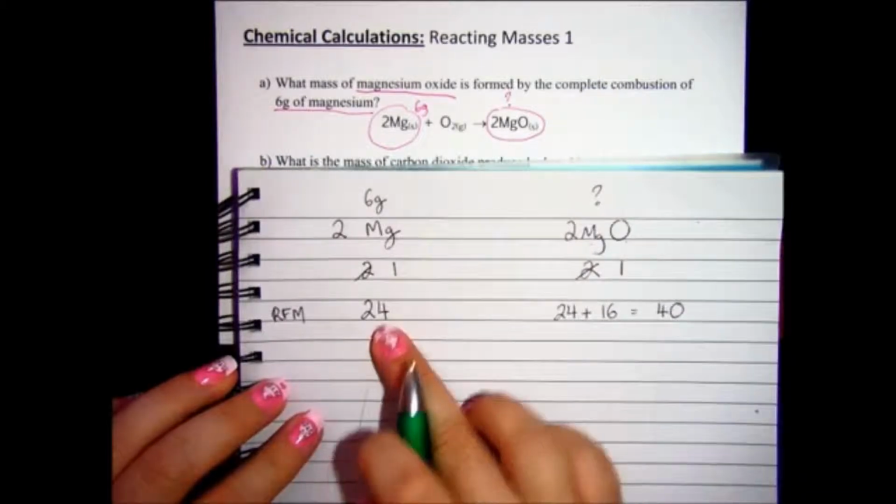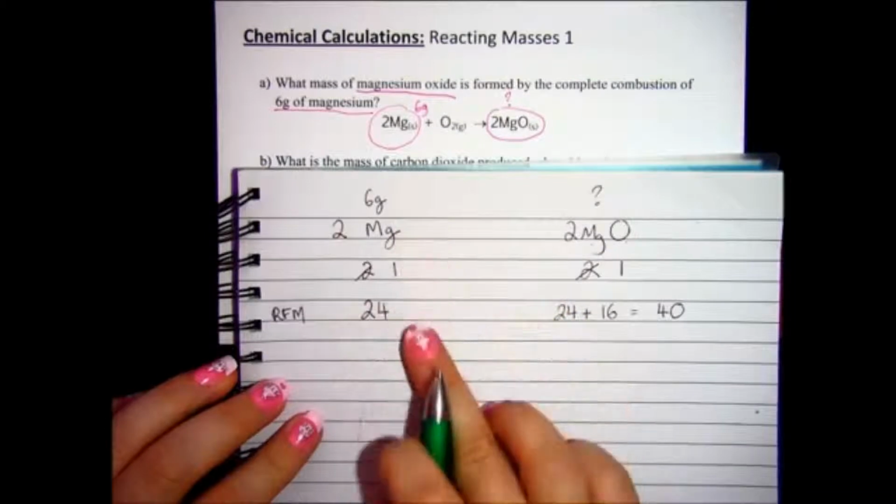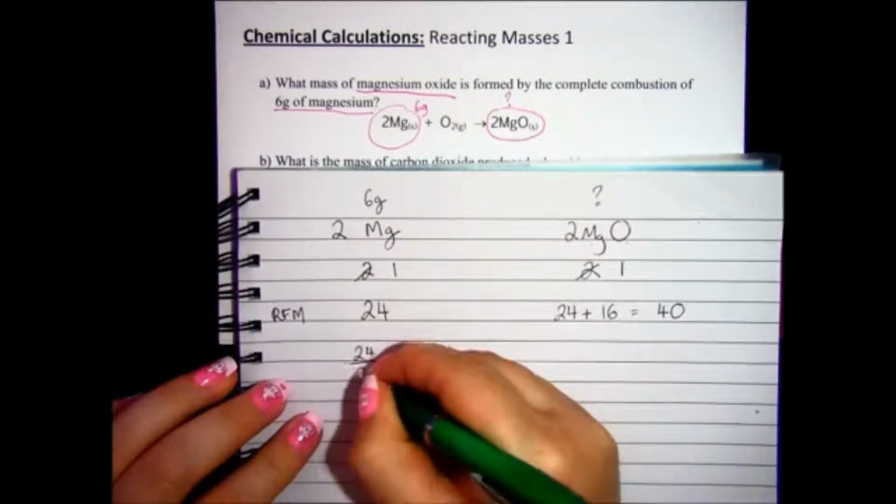The magnesium is the one that I know the original mass for. I know that in the question it states that I have 6 grams of magnesium, so I am going to use the relative formula mass of magnesium, which is 24. What I want to do is to get this as a simple ratio that it's easier to understand. So I'm going to try to simplify 24 down to 1, because then I'll have a 1 to whatever relationship. The way I get down from 24 to 1 is divide by 24.